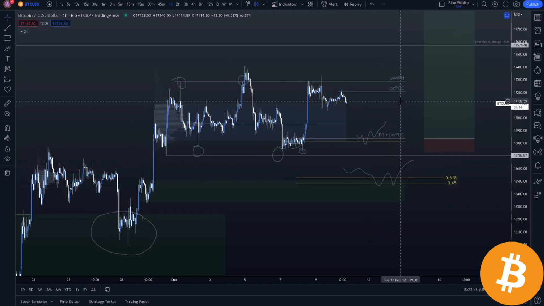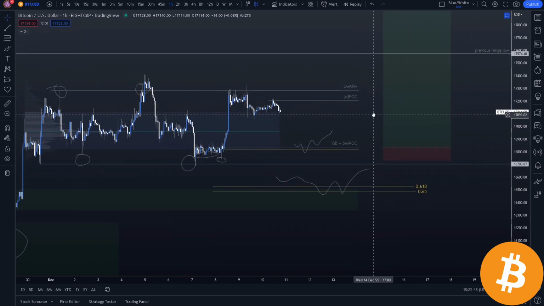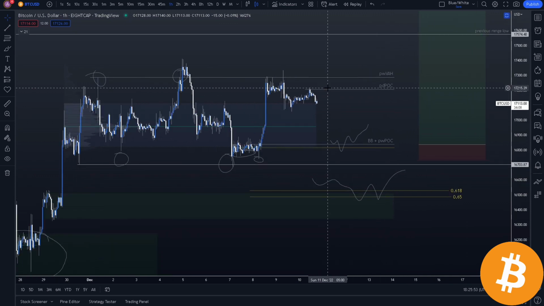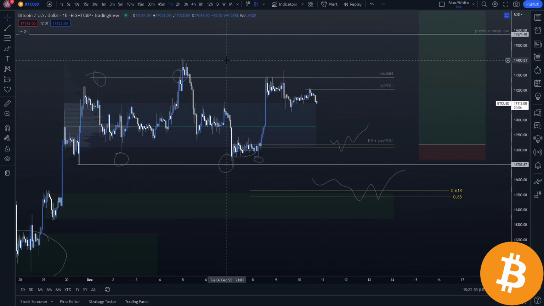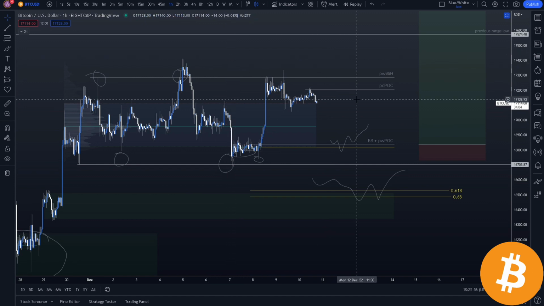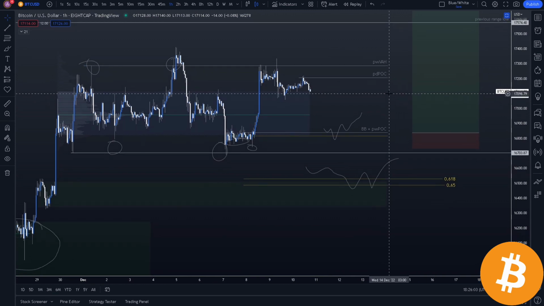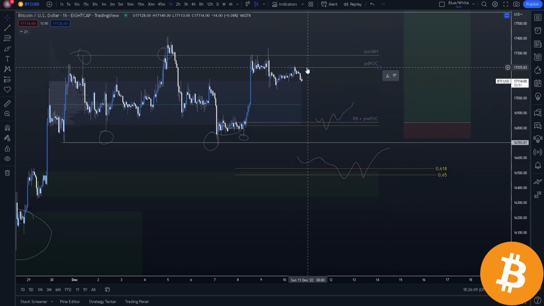Marking out the POCs is probably one of the best things to do on your charts, as charts are run on liquidity and it's volume driven. So marking out these areas of POC and your value area highs is, in my opinion, one of the best things to do, and I would recommend doing that on your charts if you guys don't do that already. You can see that we actually just went up to the previous day POC and we're coming back down.